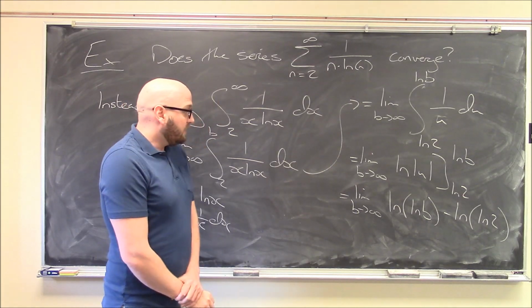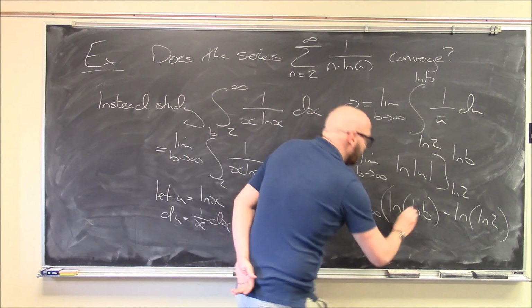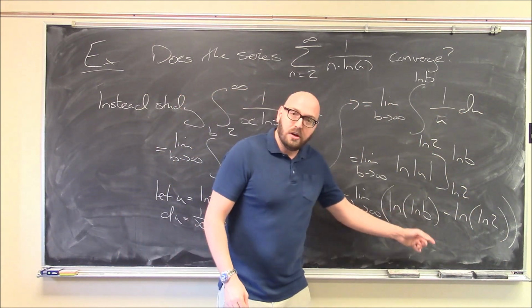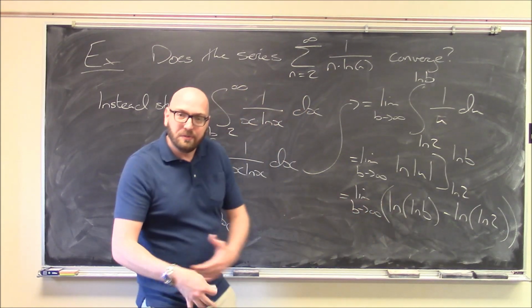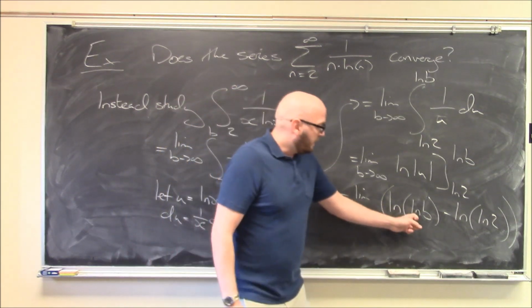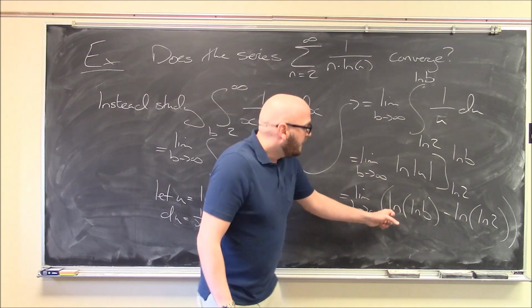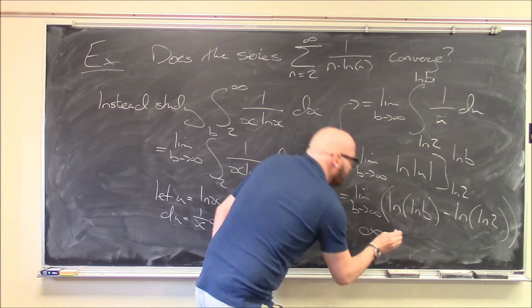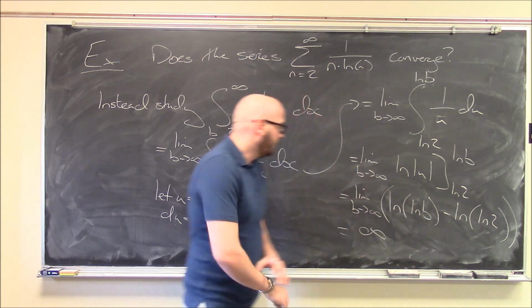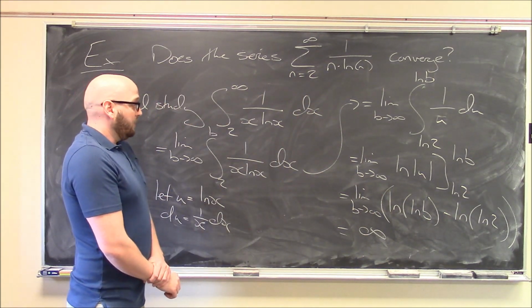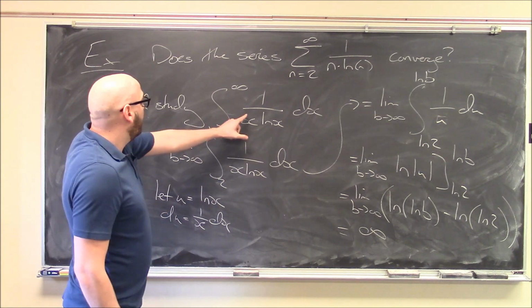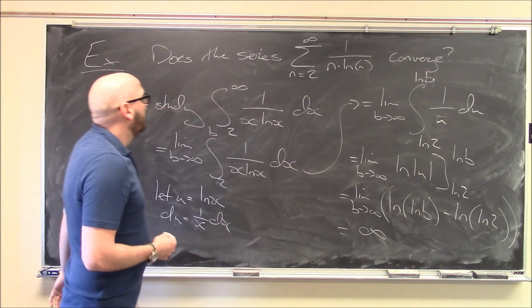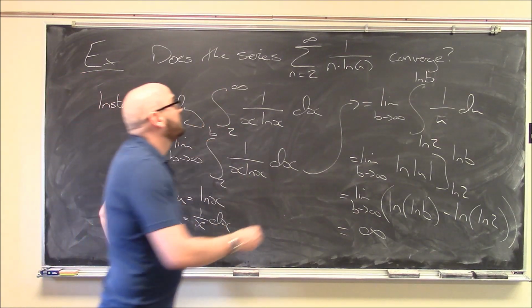So what's happening is b goes off to infinity. By the way, I should probably have another bracket there. Well, as b goes off to infinity, natural log grows to infinity as well, just very, very, very slowly. So ln of b is growing off to infinity. Ln of infinity is still infinity, so this is looking like infinity minus some constant, right? So the answer is that this integral diverges. It's equal to infinity. It's got infinite area under the curve. This integral diverges, so by the integral test, so does this thing.